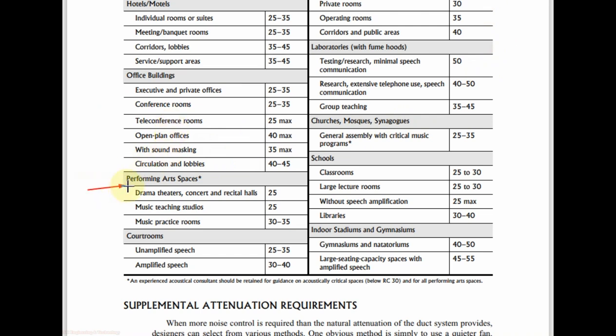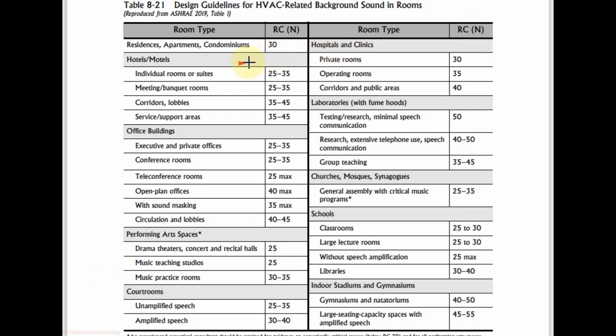45 to 45. For performing arts spaces, drama theaters and concert halls 25, music teaching studios 25, music practice room 30 to 35. For courtroom, unamplified speech 25 to 35, amplified speech 30 to 40. For clinics and hospitals, private room 30, operating room 35, corridors and public areas 40. For laboratories, testing research 50, research extensive telephone use, speech communication 40 to 50, group teaching 35 to 45.